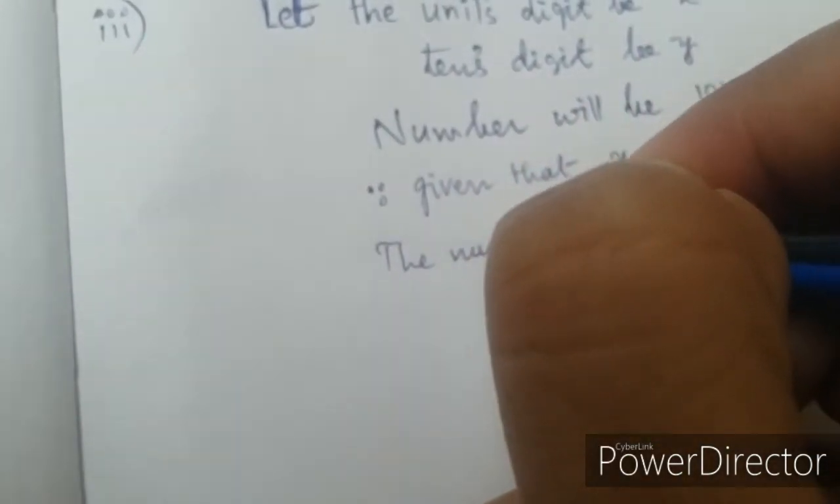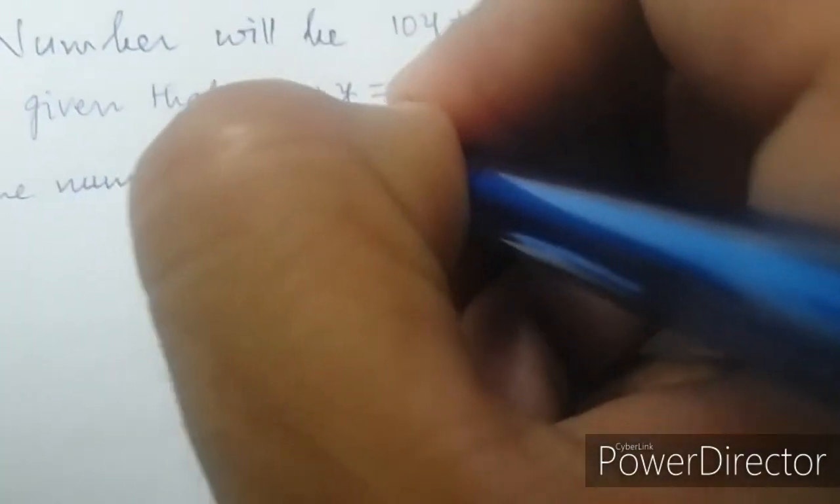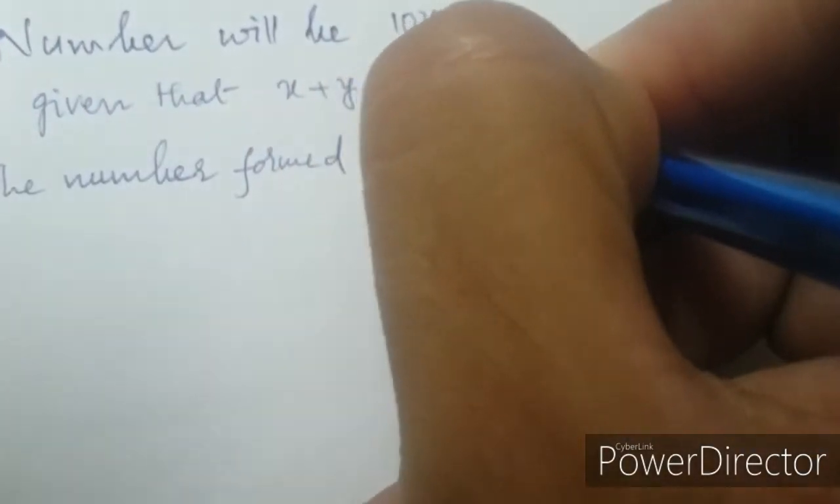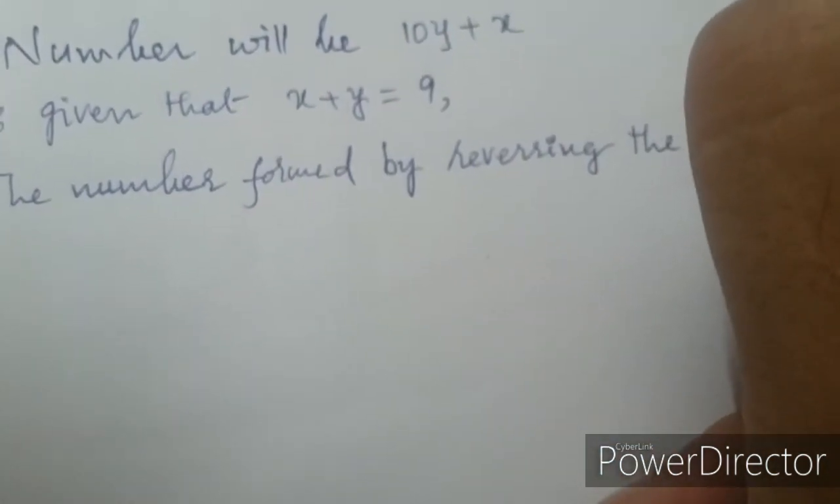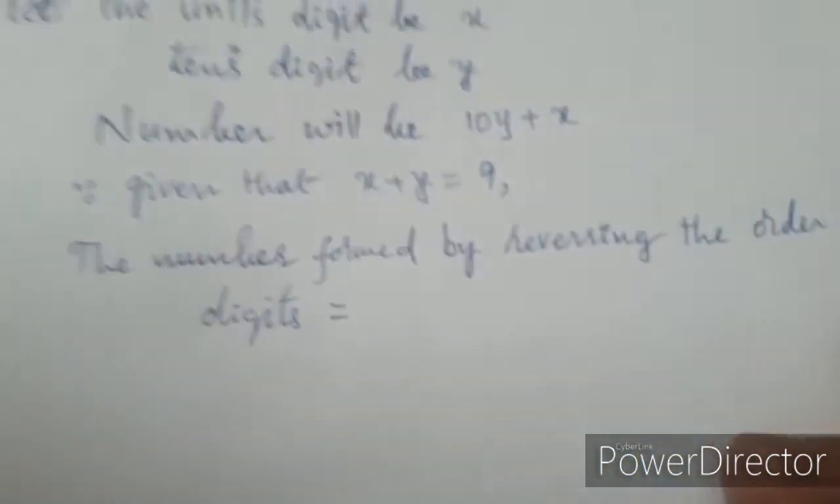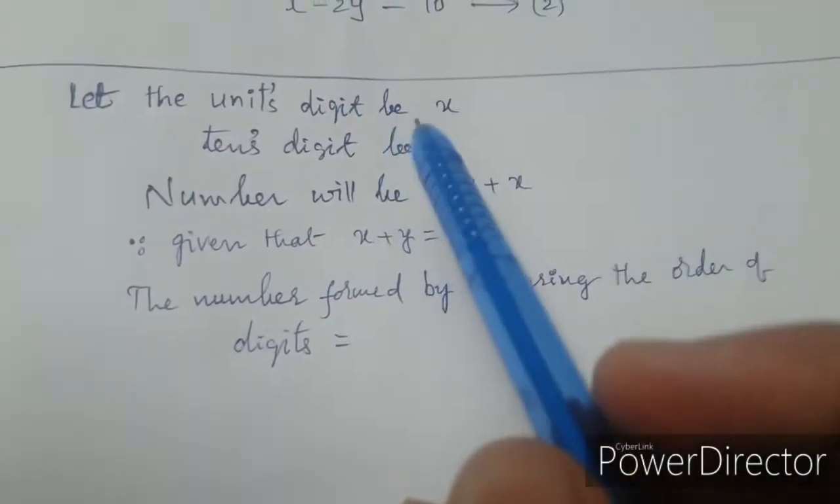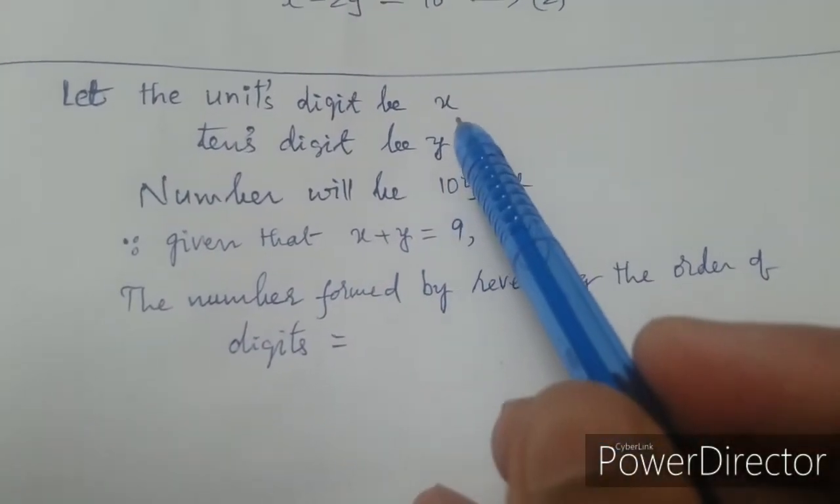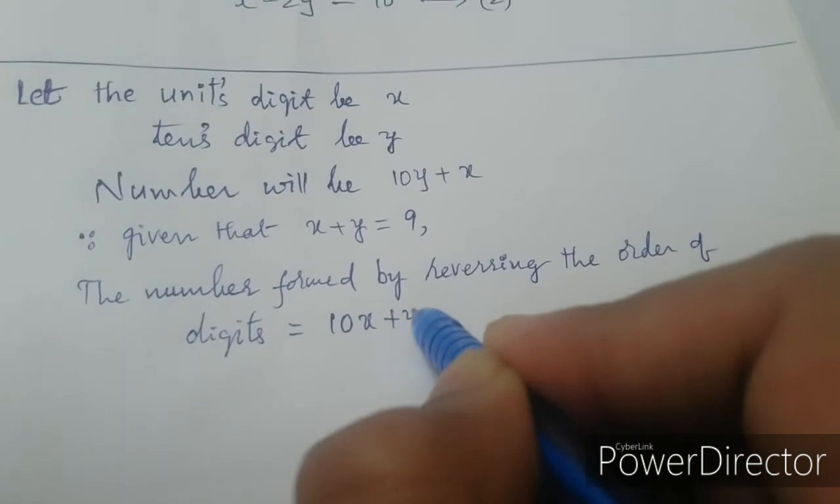The number formed by reversing the order of the digits. Order of digits means we have to make ones digit as tens digit and tens digit as ones digit. If ones digit is y and tens digit is x, number will be 10x plus y.